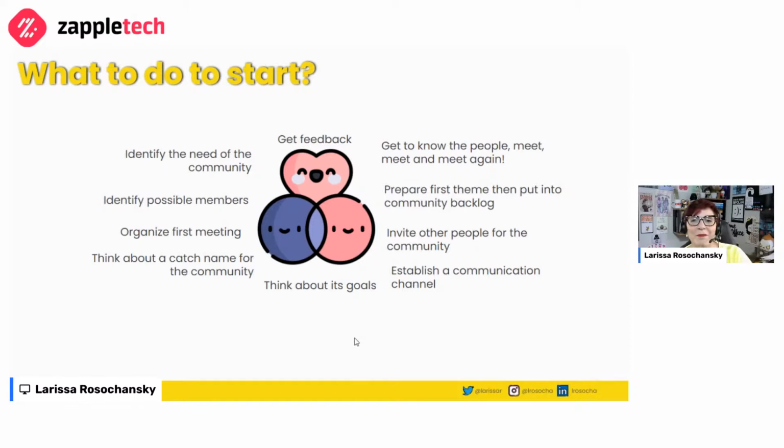Prepare the first theme for the community to run. Then put this into the community backlog. So prepare the first theme and have some themes for the next meetings as the backlog, and have this in hand, and get to know the people that will be part of the community, their issues, what is going on, and meet and meet again. Community is all about the people. This is really, really, really important.